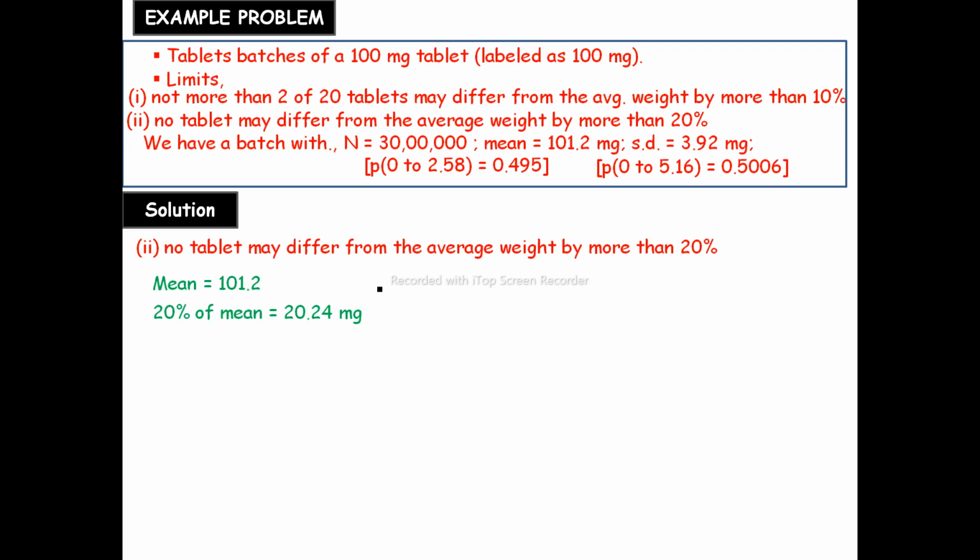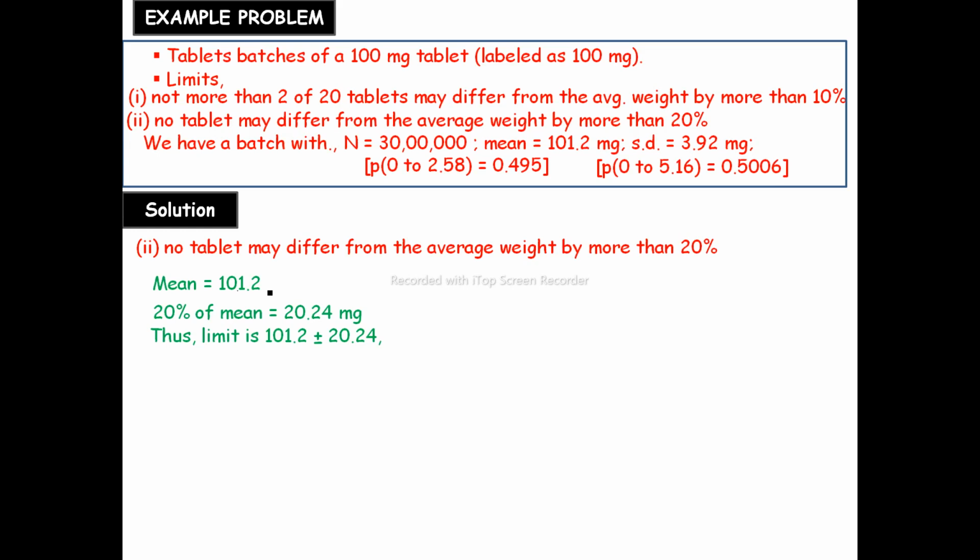So how are we calculating it? See, 10% of the mean: you just take the decimal point over here and it will be 10.12. 10% of 101.2 is 10.12. So 10.12 plus 10.12 will be 20.24. Very simple.